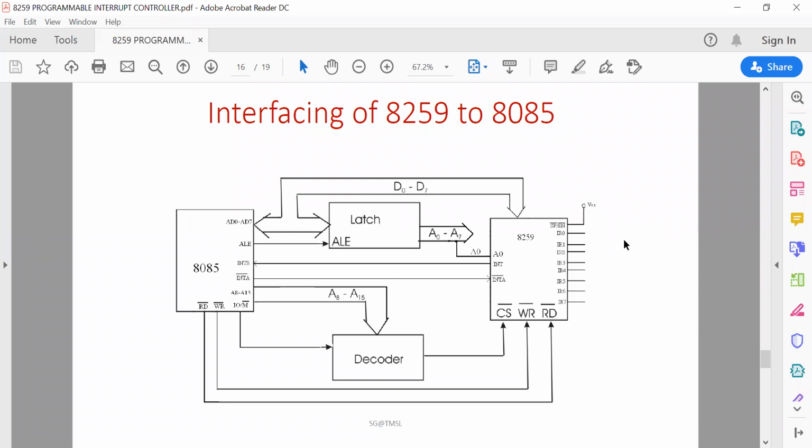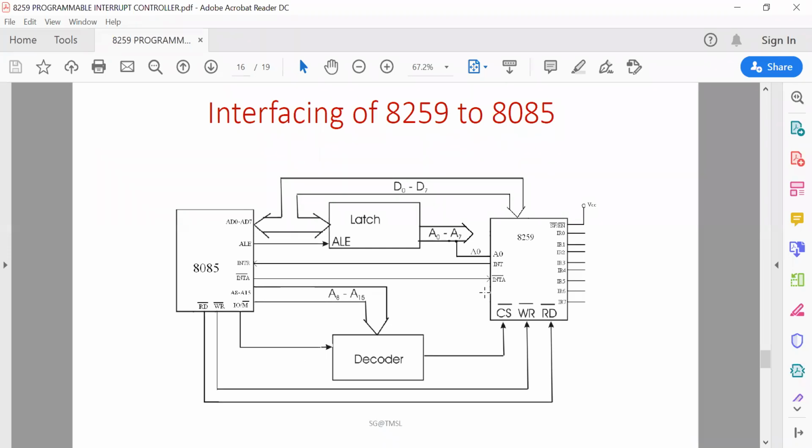The interrupt request line INT of the 8259 is connected to the 8085 interrupt line INTR, and the INTA bar pulse is connected to the INTA bar pulse of the 8085 microprocessor. When only one 8259 is used in your system, the cascade lines CS bar, CS0 bar, CS1, CS2 can all be left open because you don't have any slave devices to identify. So cascade connection is not made here, that's why the cascade lines are left open.